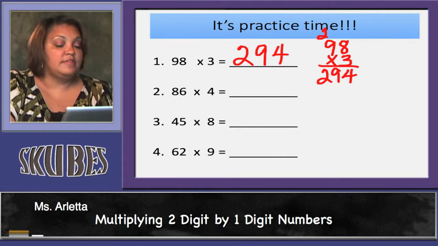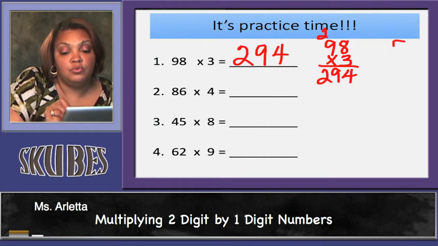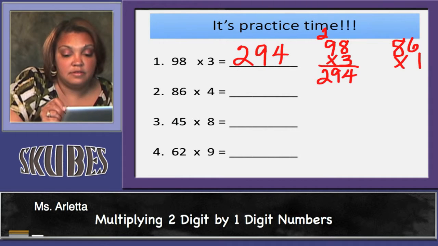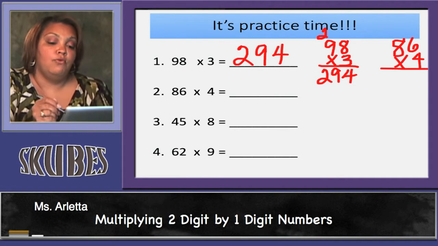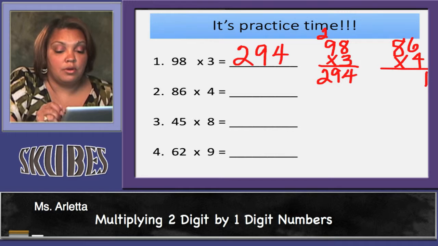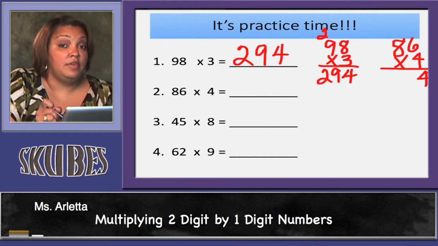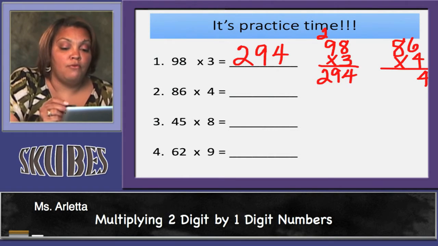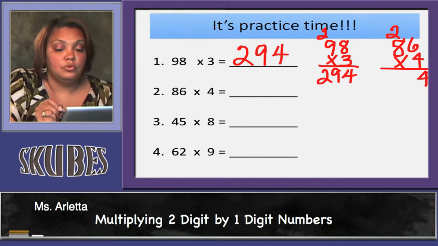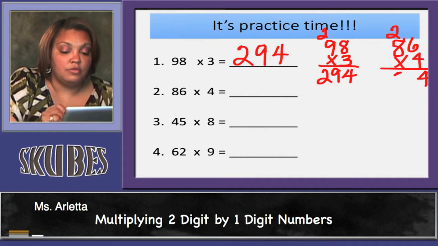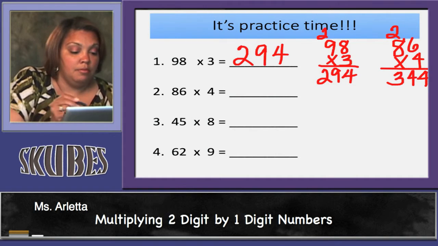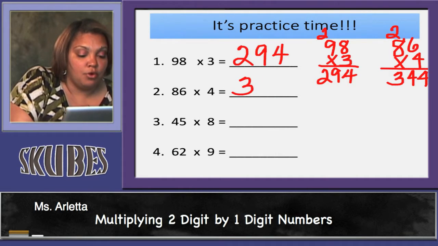The next problem is 86 times 4. You'll notice that it's written across, which is horizontally, but I'm going to write it vertically, up and down. 86 times 4. 4 times 6 is 24. Instead of writing the entire 24, I wrote my 4 and carried my 2. 4 times 8 is 32, plus the 2 makes 34. And my answer is 344.